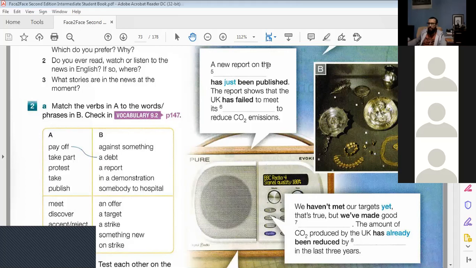A new report on the environment. That's right. The environment. That's right. And the report shows that the UK has failed to meet its targets. Correct.